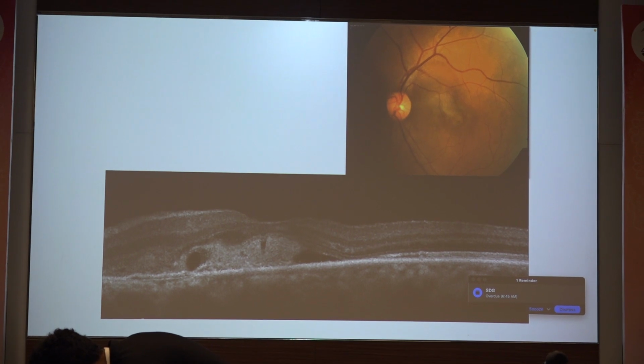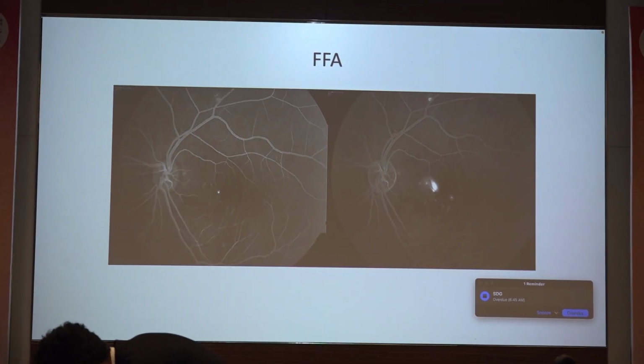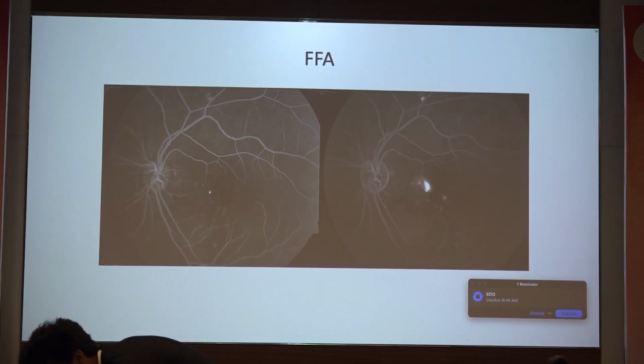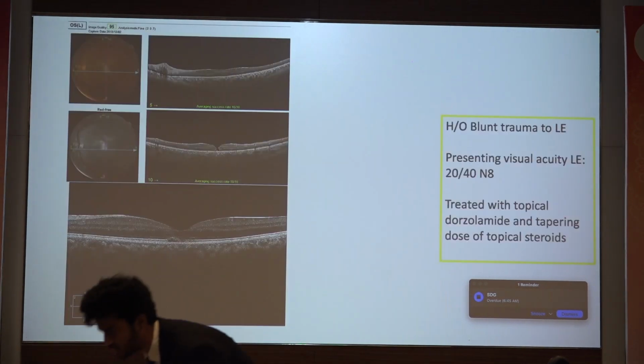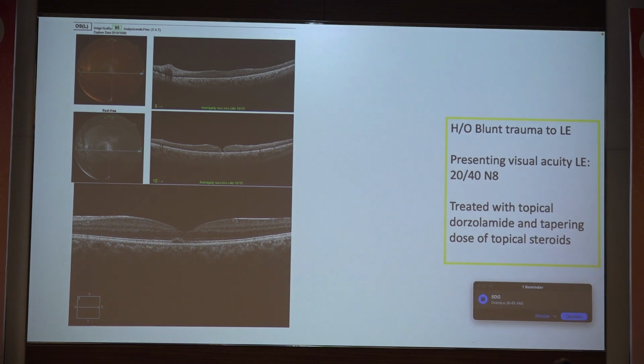This was a patient with acute CSR. Fibrin actually was misdiagnosed as CNVM, got injections. We did an FA and Navilas laser, and this fluid went away.